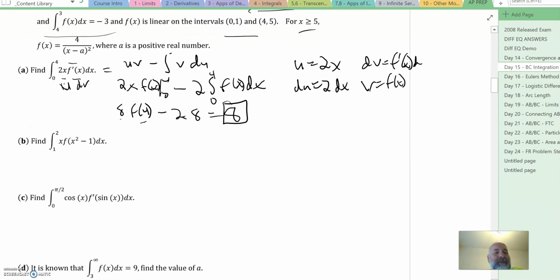Now this one is different. So this one has got a chain rule aspect to it, because I go, okay, I've got two functions, but I've got an inside and an outside, and I can see the derivatives match up and stuff.